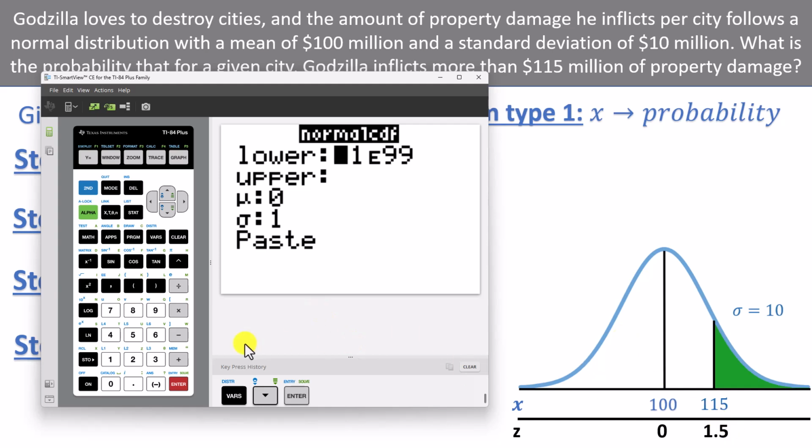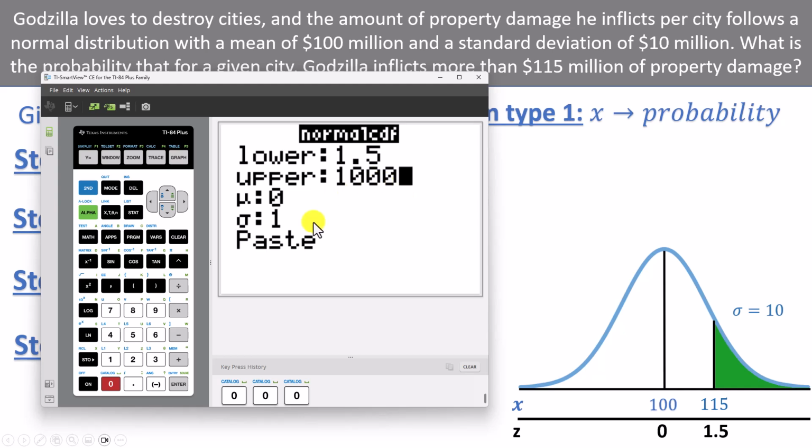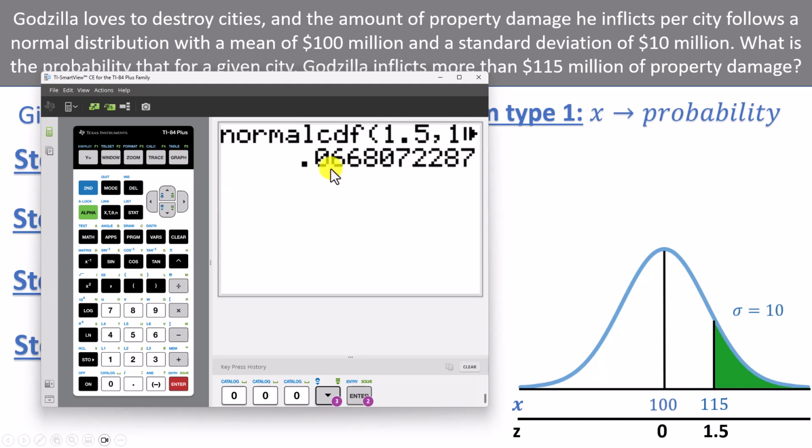So we're going to do the z-scores in here. We're going to put 1.5 as our lower bound. That's when the shaded region starts in terms of z. The upper bound is going to be 1,000 because we don't really have an upper bound. It goes forever in the upward direction. Or in general, you can remember anytime you have a greater than probability, your upper bound is going to be 1,000. We're going to leave mu and sigma at 0 and 1 because these are the mean and standard deviation of the z distribution. We can go ahead and press enter, and we'll get our answer, which is about 0.0668, it looks like.